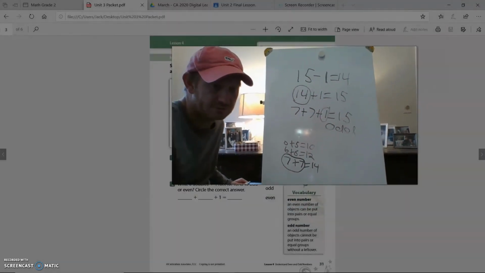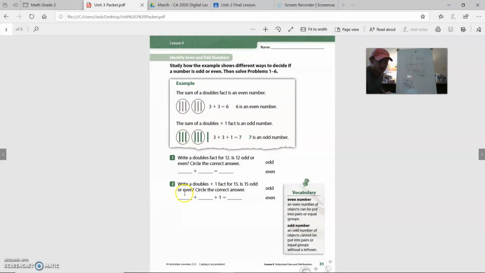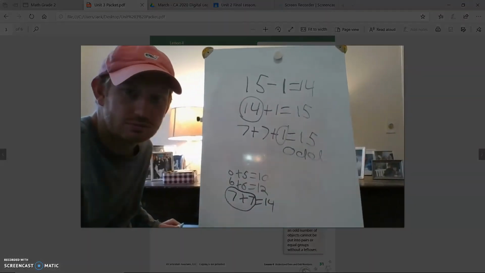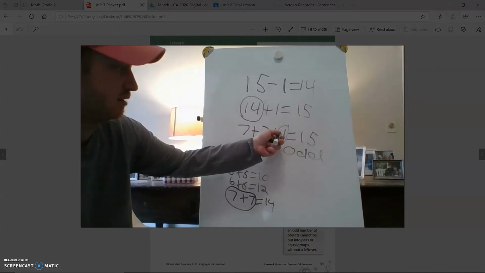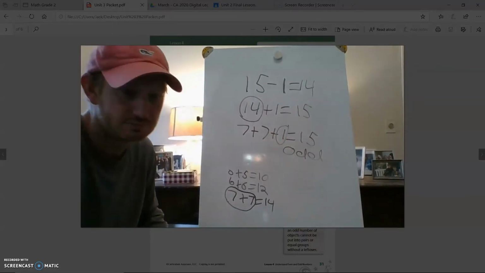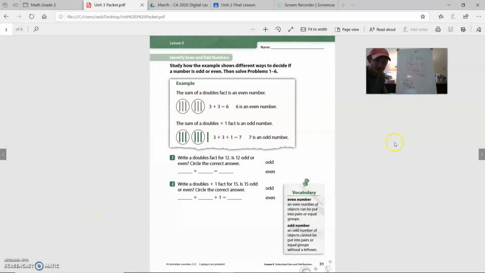So when we look back, we'd have 7 plus 7 plus 1 is 15, and because we have the plus 1, it's odd. All right, let's go to the next page.